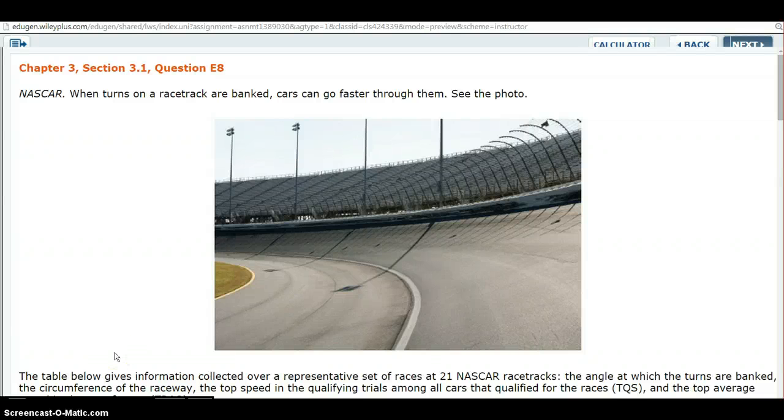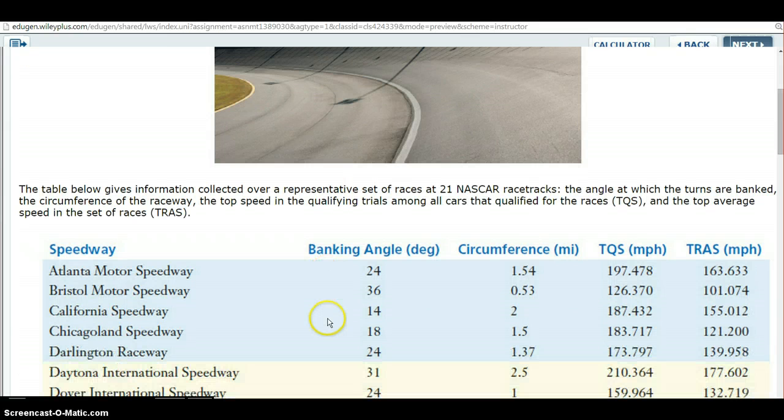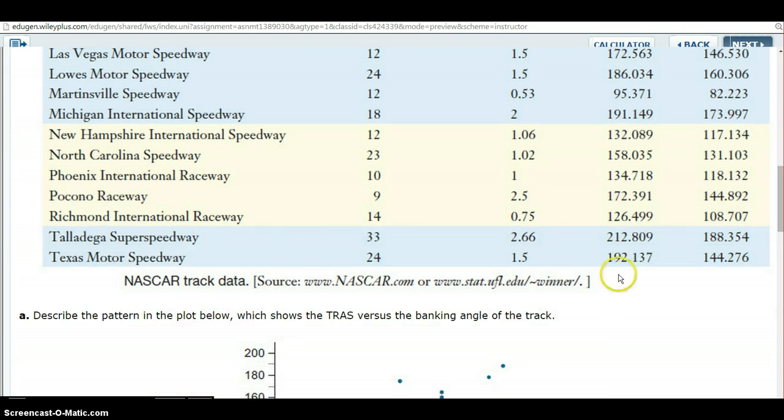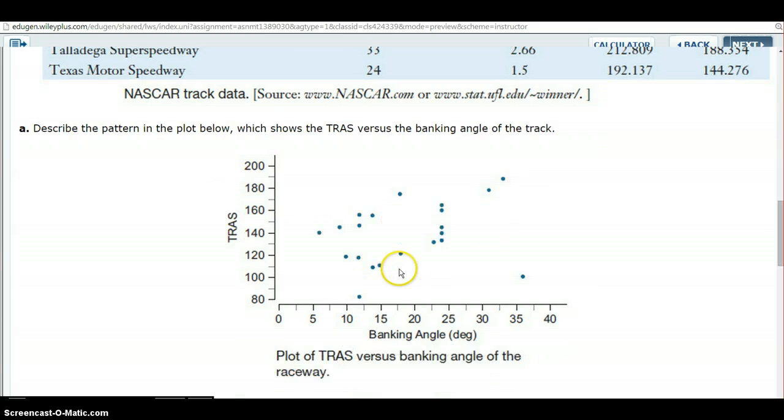Okay, we have section 3.1, question E8. You may have noticed in racetracks, the curves are banked so that cars can speed through them, or even on the roads. You may notice that. I used to work in an engineering office, and we would have to angle the roads. The faster the curve, the steeper we had to bank the angles. So these look like they're actual data. Again, we have a source, and personally I always like the actual data ones better.